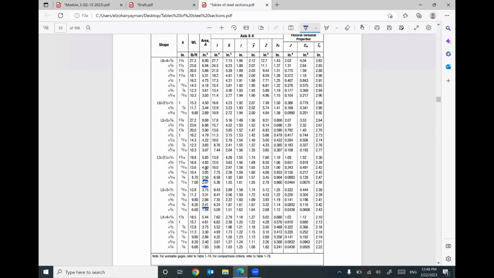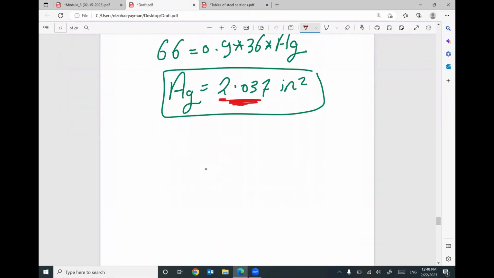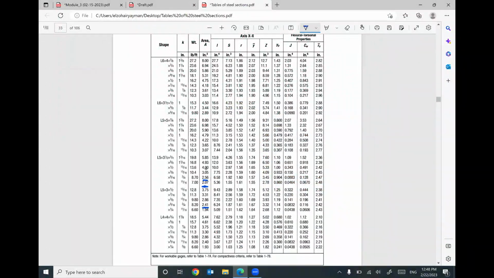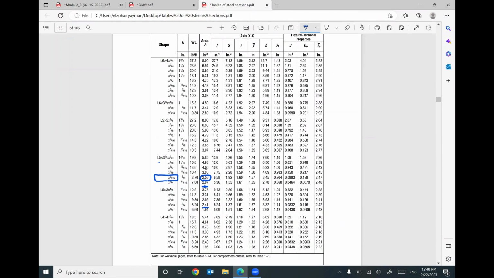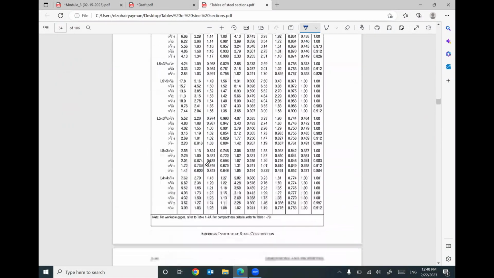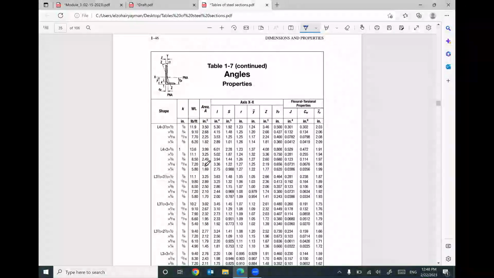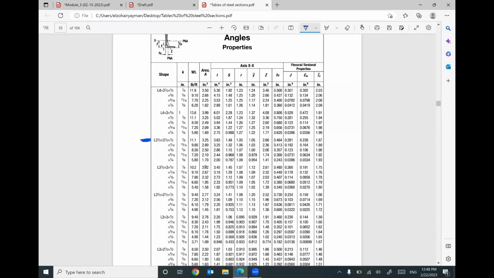Keep in mind also, I recommend using equal legs. So if you select this one, for example, it's 5 times 3.5. It's not equal leg. So I need to look more. This one is equal leg. This one is equal leg.